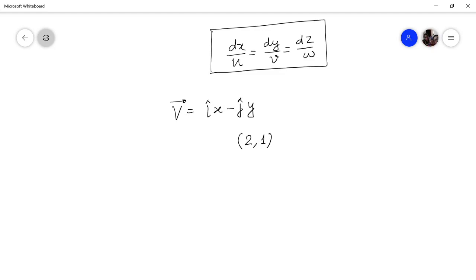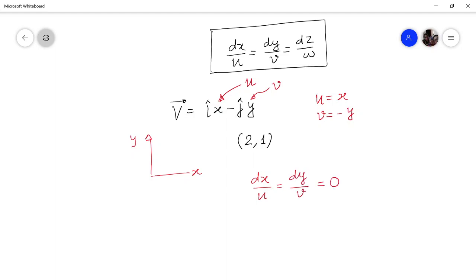Now if you look closely, this is your x component of velocity and this is your y component of velocity. So what is u? It is x. What is v? It is minus y. So this is a two-dimensional flow field. In this flow field, the equation will be dx by u is equal to dy by v. And one more thing I would like to tell you: whenever you have this, the slope of the streamline in this two-dimensional flow field, that is dy by dx, becomes v by u.